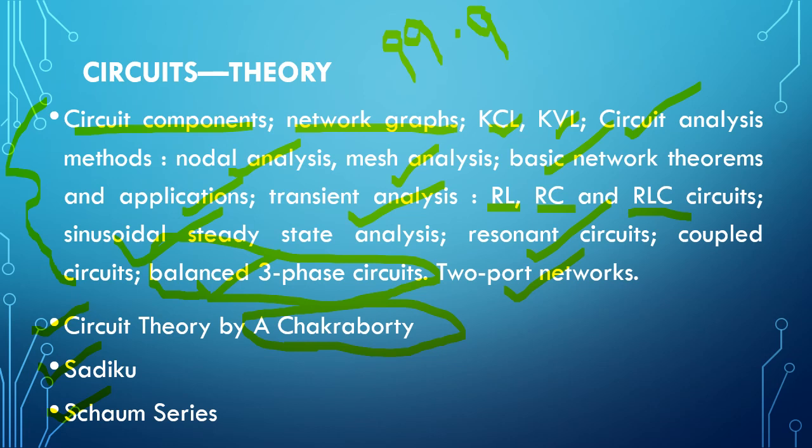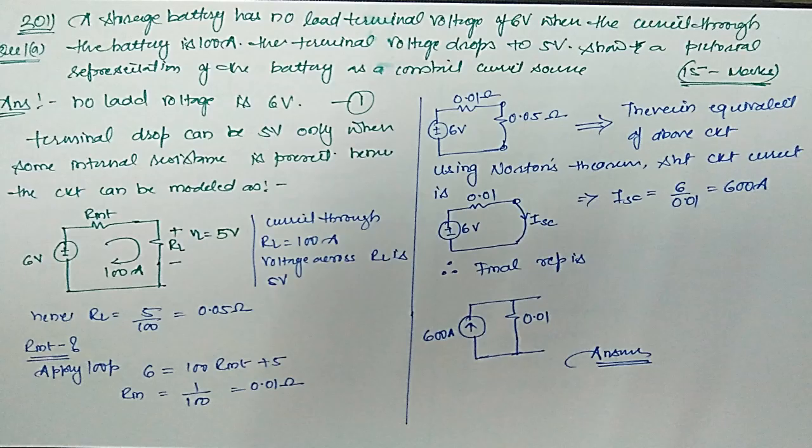Let's go to the question paper of 2011. So let us start with the 2011 question. This is question number 1A, and let us see the question. The question is: a storage battery has a no-load terminal voltage of 6 volts. When the current through the battery is 100 amperes, the terminal voltage drops to 5 volts. Show the pictorial representation of the battery as a constant current source.